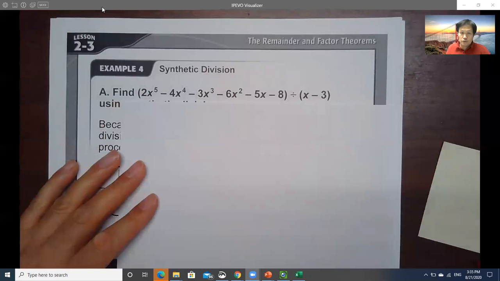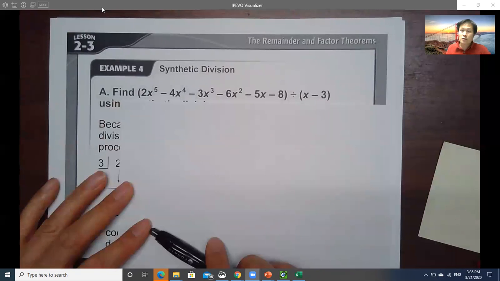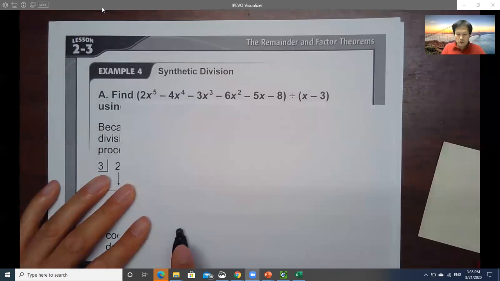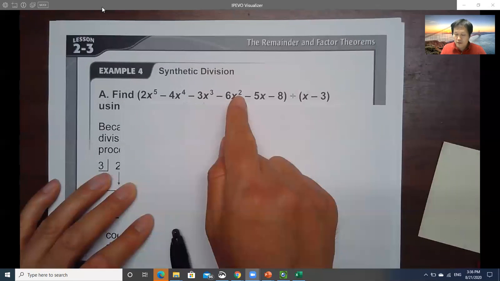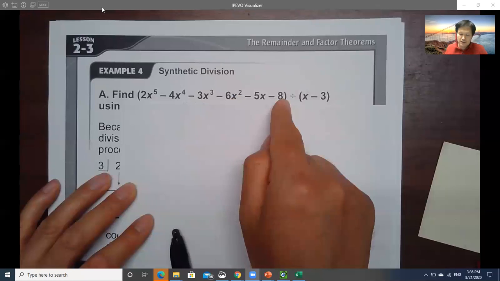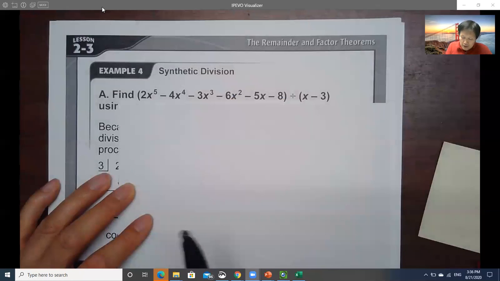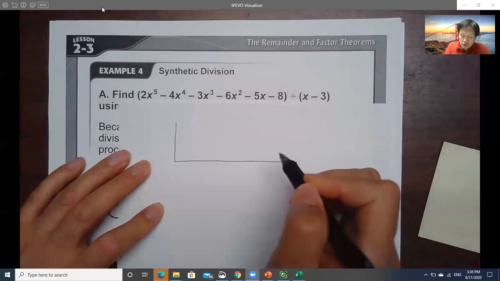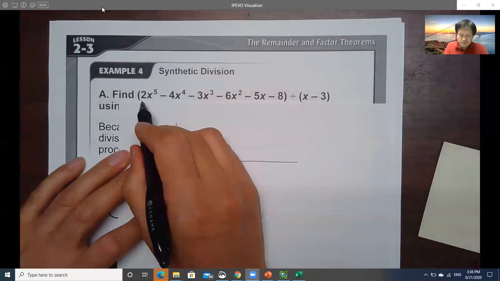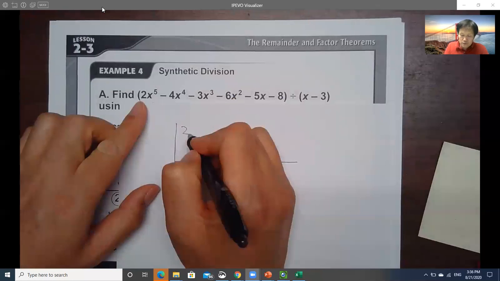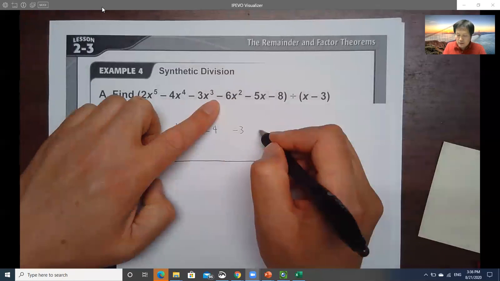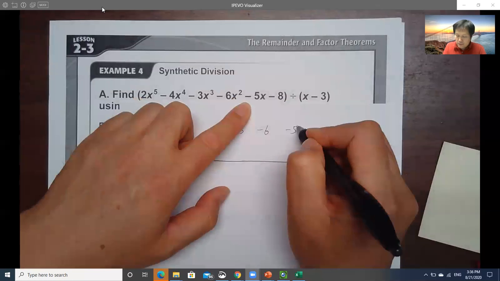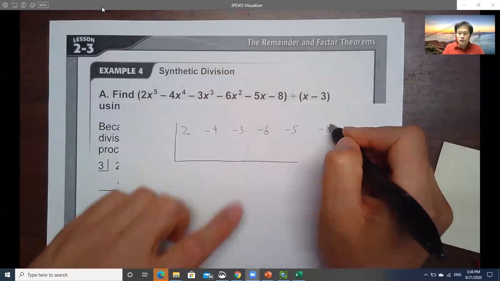First thing you have to do when you do synthetic division, check the power, just like in long division. Power of x: 5, 4, 3, 2, first power, 0 power. Okay, no power is missing. Very good. Write them down. Only the coefficients, I meant. So 2, minus 4, minus 3, minus 6, minus 5, minus 8. Only coefficients, write them down.